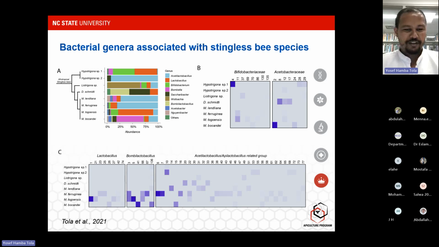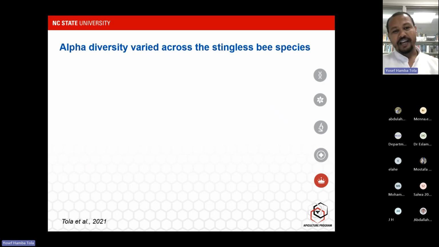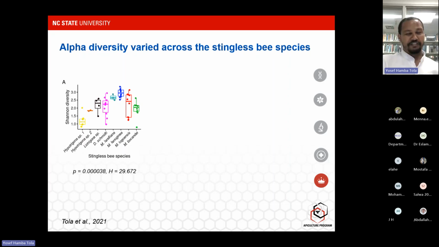You can see also in Bombilactobacillus species, these are the most dominant families in this species. And I even went down to the strain level, how they vary, and they have different abundance. So based on this, I again questioned what about the diversity of these bacteria across the species? I found the alpha diversity varied across the single species. That's what I expected since the composition varies across the species. What about the alpha diversity?